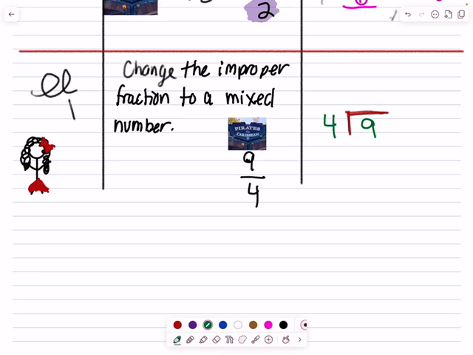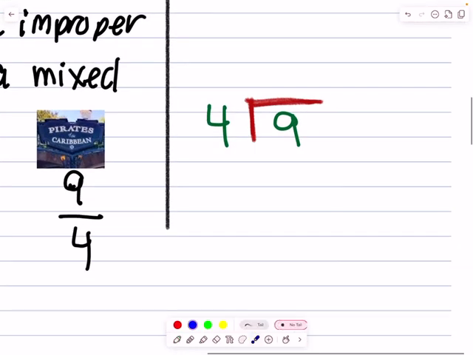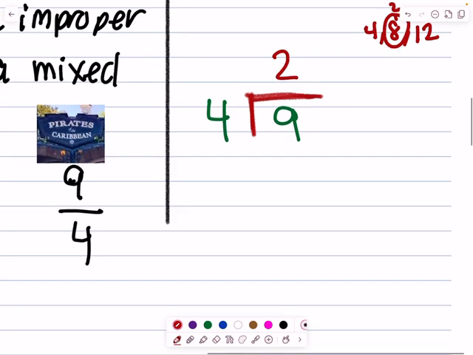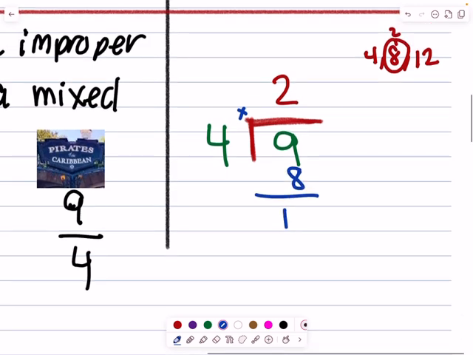Okay, all right. And now we ask ourselves, how many times can 4 go into 9? Well, if you know your 4s, that's easy. If you don't, you're going to have to count by 4s. 12 is too big. 8 is perfect. That's 2. Again, you need to get your math facts done. And 2 times 4 is 8. I always tell the answer. And 1.